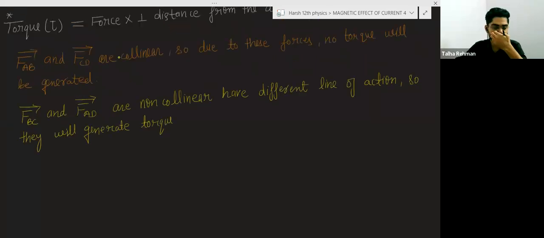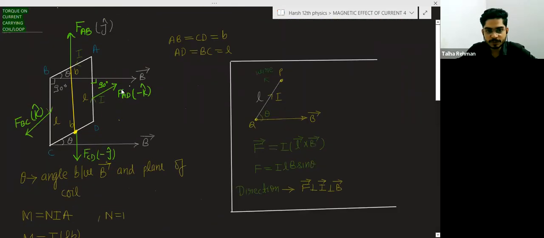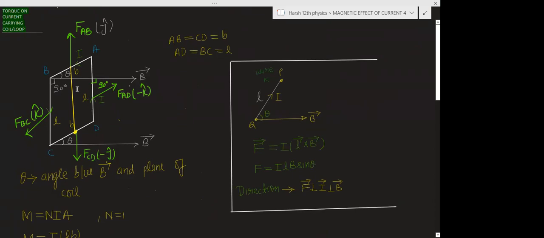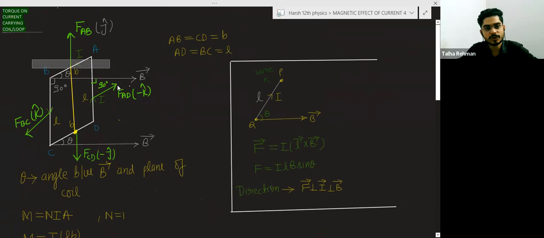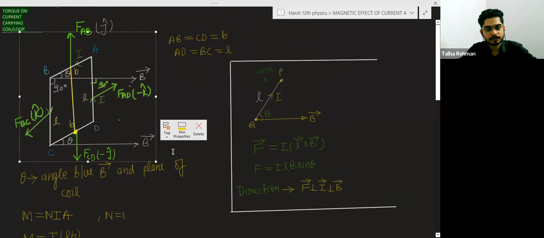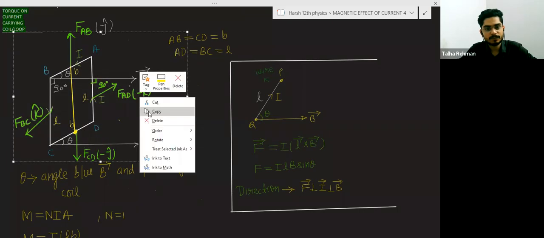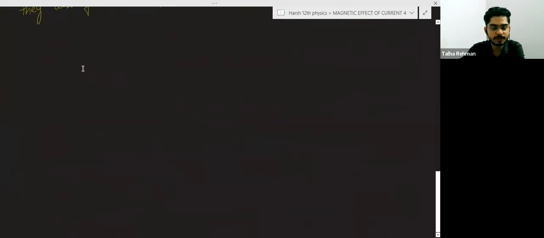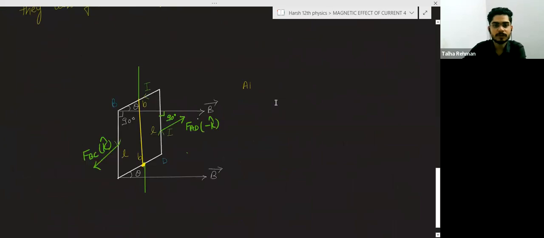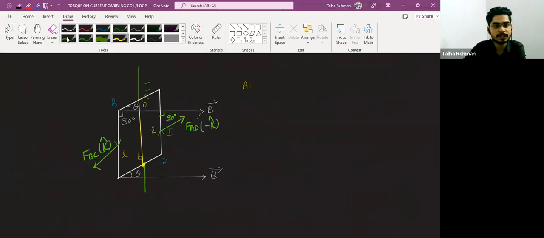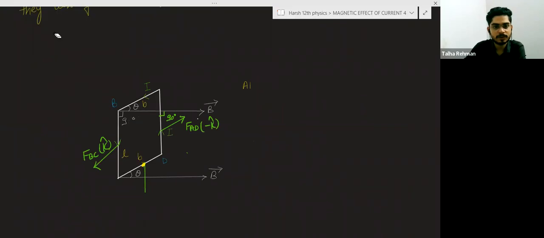So what is torque? How will you calculate torque? Force and perpendicular distance from the axis of rotation. So I am just copying this figure. We will only focus on the forces which are producing the torque. I am removing all the other forces. So this will be gone.